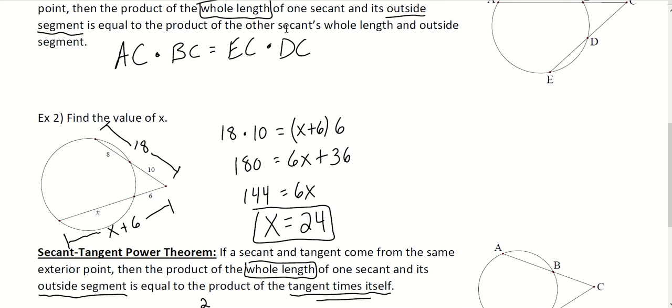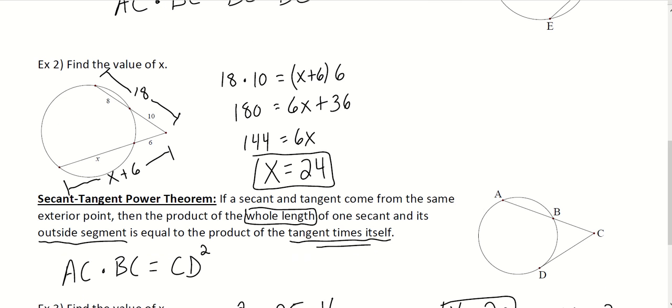On now to the secant tangent power theorem. Very similar to the secant power theorem. If a secant and tangent come from the same exterior point, then the product of the whole length of one secant and its outside segment is equal to the product of the tangent multiplied by itself. So one more time. If a secant and tangent come from the same point on the exterior, that is point C here, then the product of the whole length of one secant, what is the whole length? It is AC. That is the length of the whole secant.